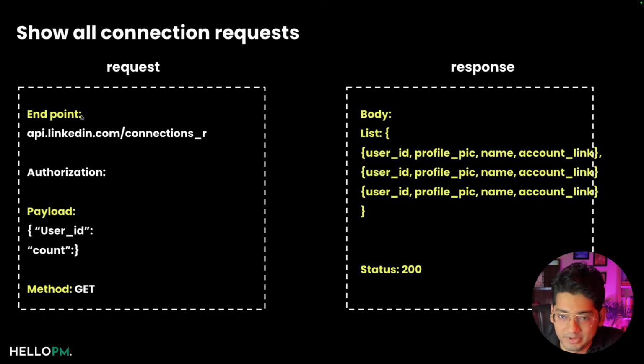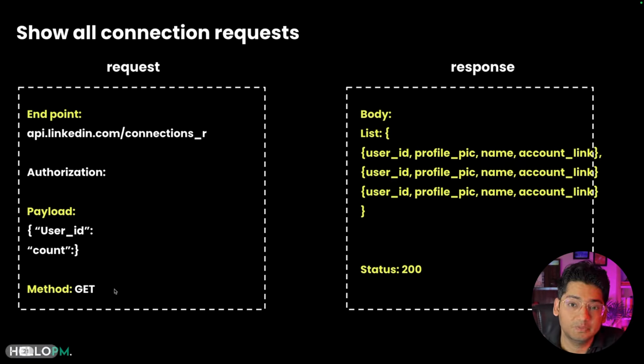In the request, there is an endpoint. Like we have just taken a sample endpoint, which is connection_r, which should be there on the LinkedIn server. And then authorization. Authorization is important over here because I should be able to see only my connection requests, and everyone's connection requests are going to be different. So identification is very important. After this, the payload. The payload would contain the user for which I am looking for connection requests, and also the count. Am I looking for 5, 10, or 20 connection requests? There will be a default number, but you can also send a count over there.